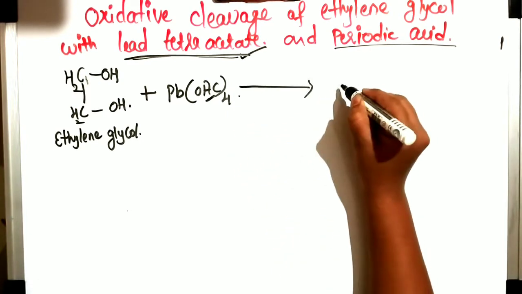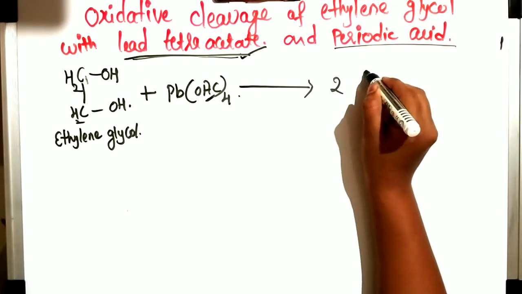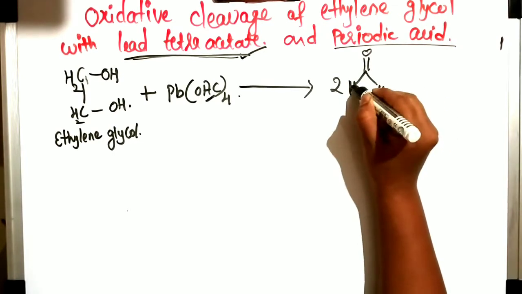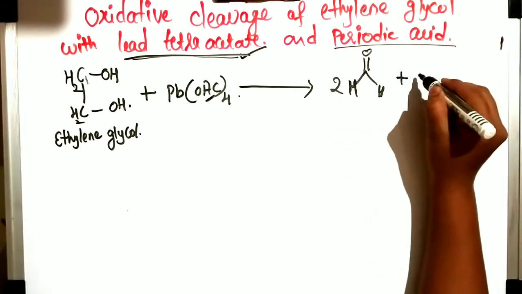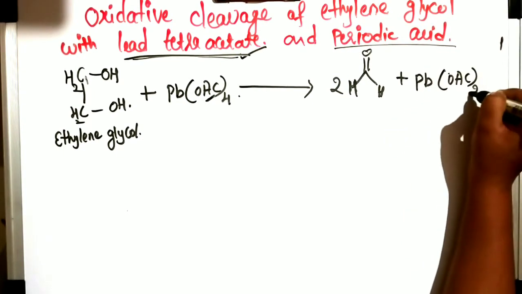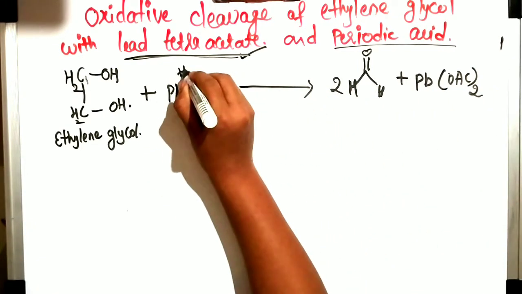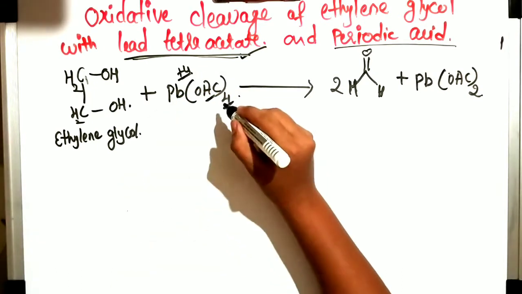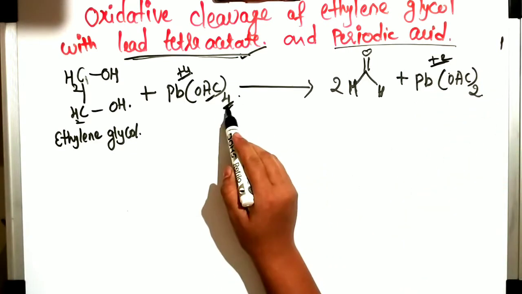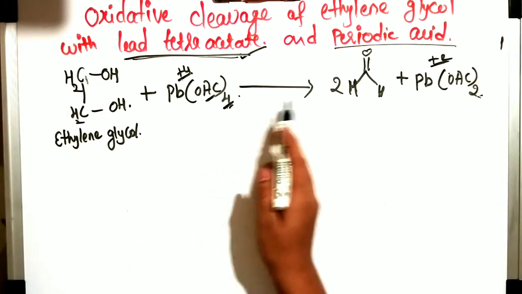So what will we get? We'll get 2 formaldehyde groups. The mechanism we'll see later; first this is the general reaction. So what will remain? Pb. How many acetate groups will remain? 2 acetates. So here you can see that 4 acetate groups are present and here 2. Here the oxidation state is plus 4 and here it is plus 2. This is the general reaction.